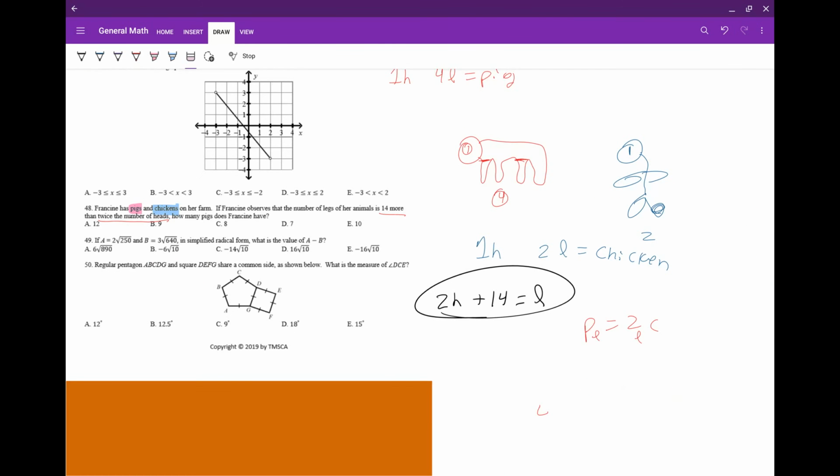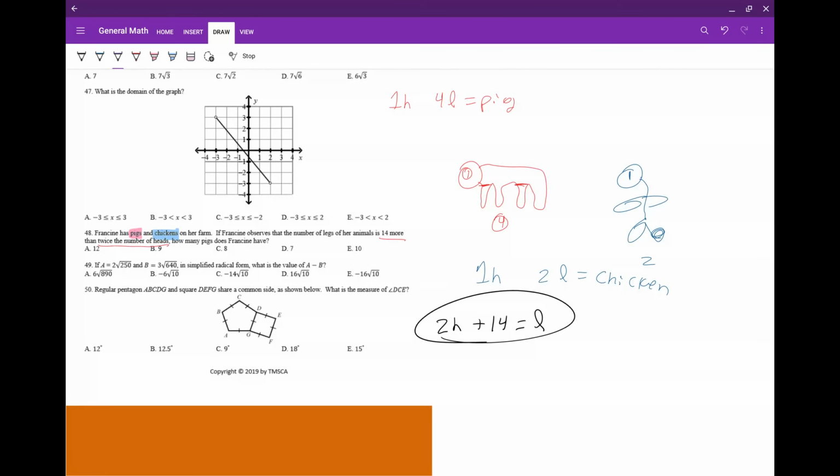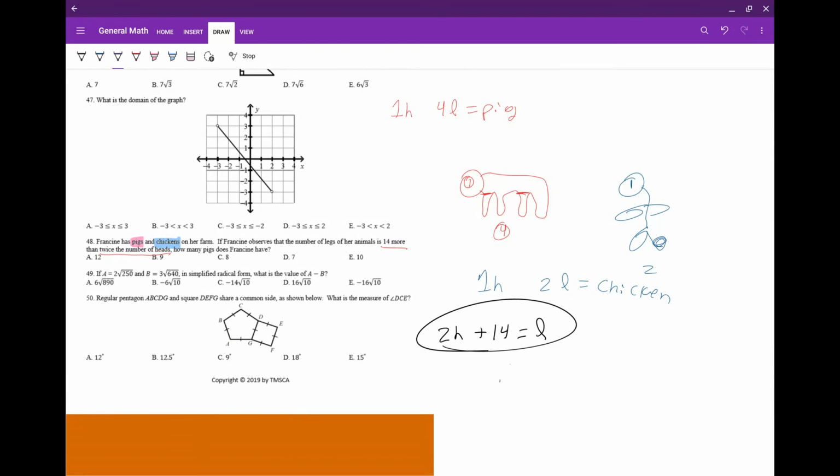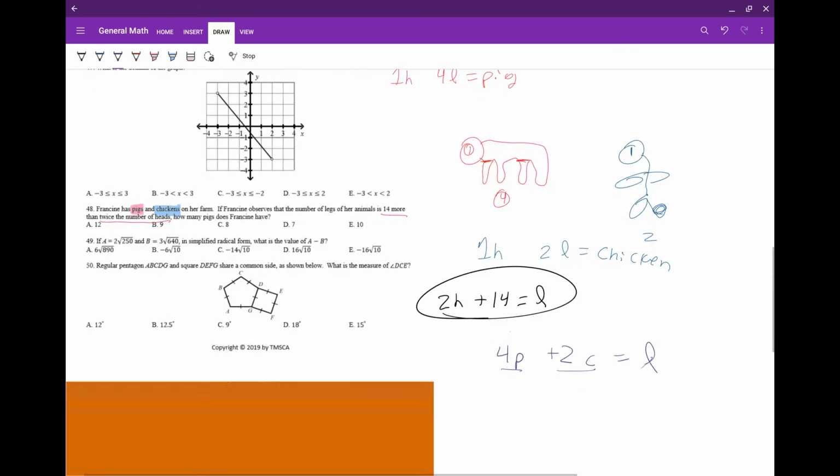So we can write out a system of equations, sort of. 4 times the number of pigs plus 2 times the number of chicken is equal to L, the number of legs. Why? Because for every pig there are 4 legs, and for every chicken there are 2 legs. So the total number of legs can be given by that. The number of heads is equal to the number of pigs plus the number of chicken, because each of those animals only has 1 head.